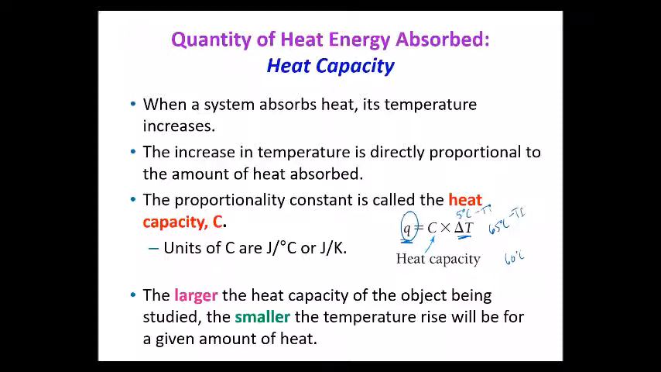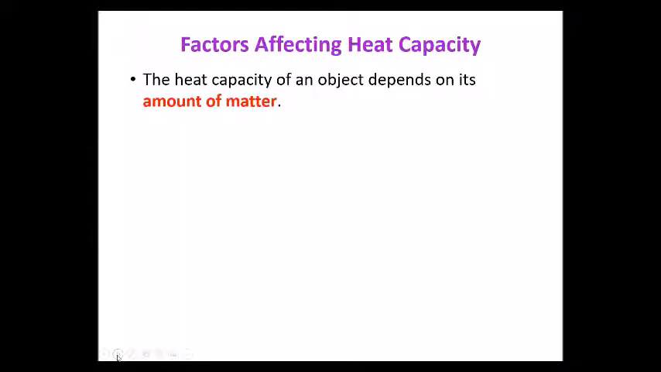Now, we rarely use this because we really want to check out the amounts. The factors that affect heat capacity, one of them is the amount of matter. If I only heat up 5 grams versus 5,000 grams, that's going to be a totally different amount of heat. We know heat is extensive and it's amount dependent. So amount of matter is key here.